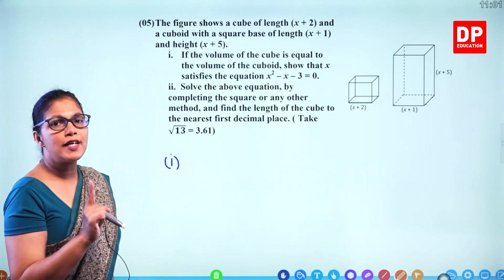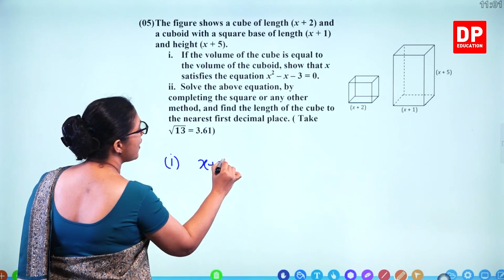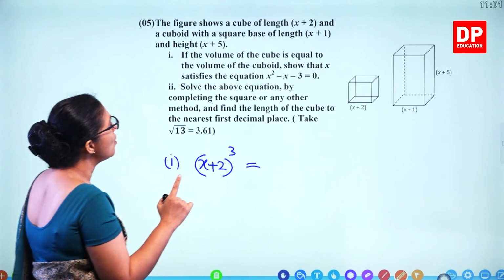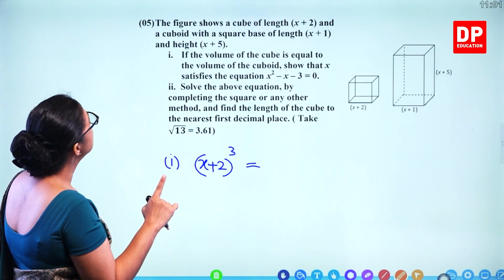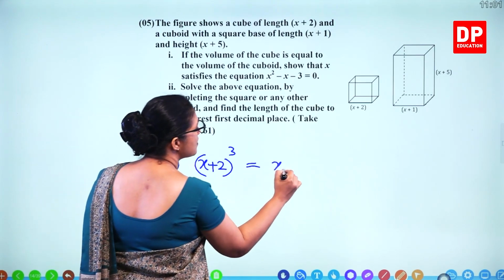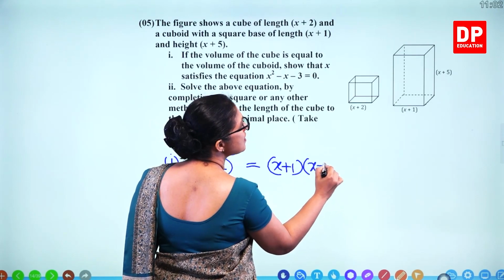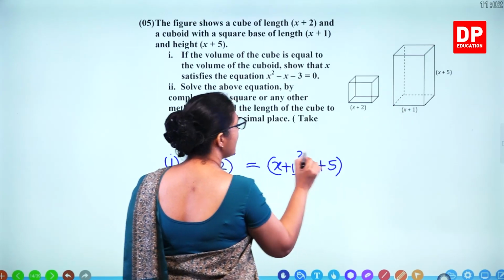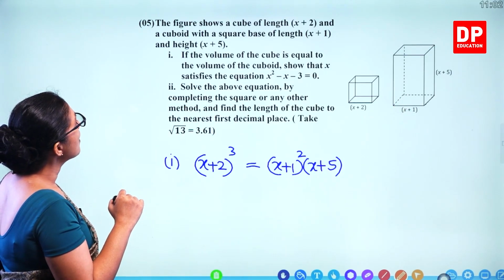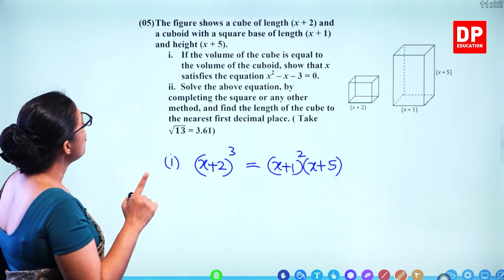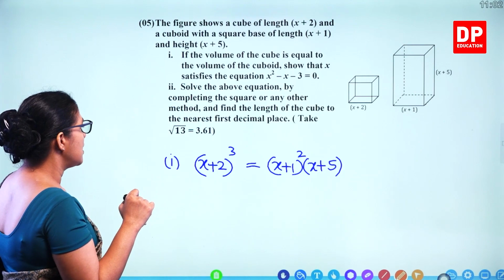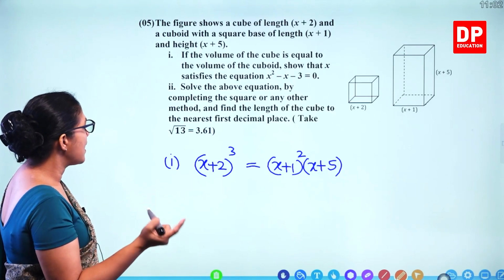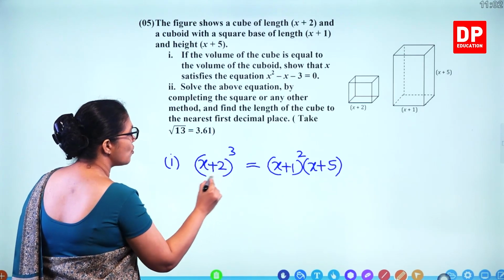So what's the volume of the cube? x plus 2 into x plus 2 into x plus 2. So that's the cube. That's equal to the volume of the cuboid. x plus 1 into x plus 5 into x plus 1, because this is the square base. So you can write the square term. And then show that x satisfies this equation. So we need to expand and take all terms to one side and show that you are getting this one.